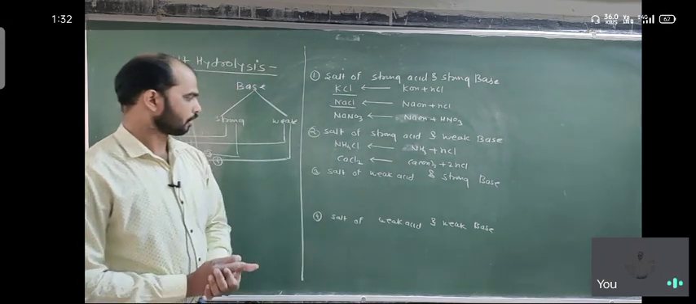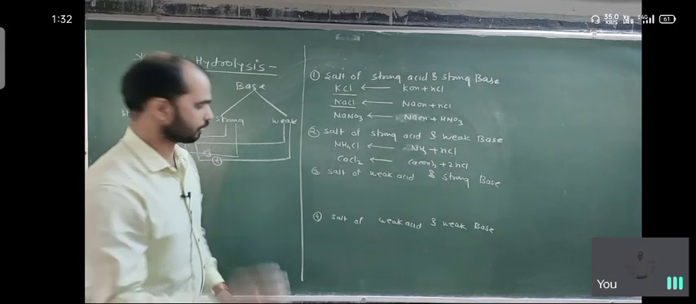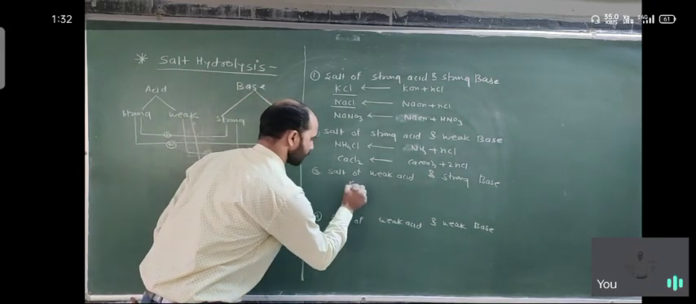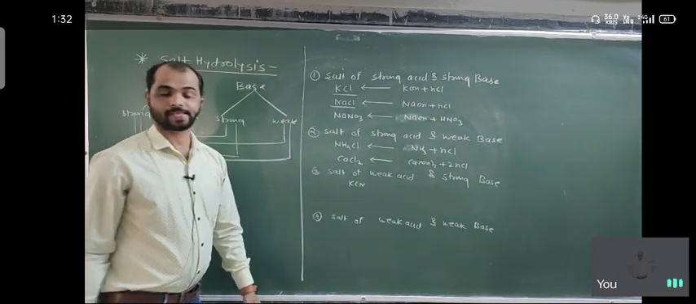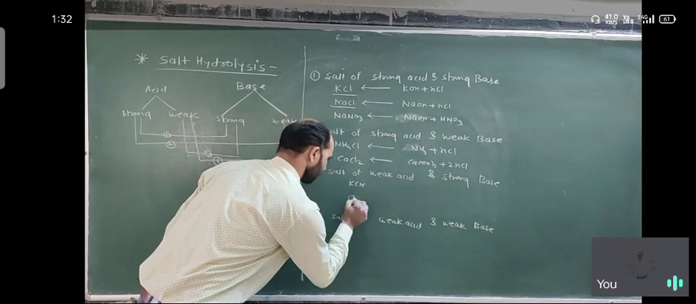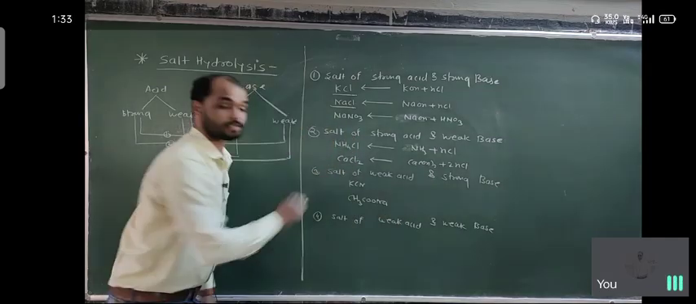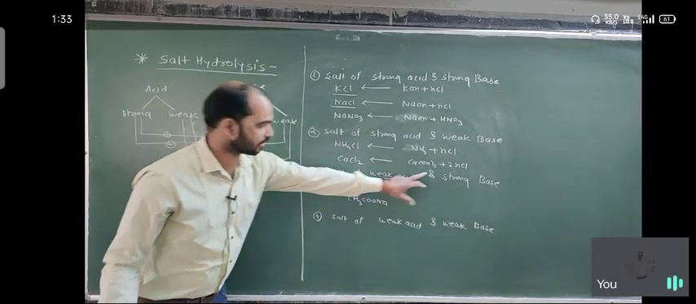Third is salt of weak acid and strong base. Salt of weak acid and strong base. For example, KCN. Another example is sodium acetate. These two are salts coming from weak acid and strong base.